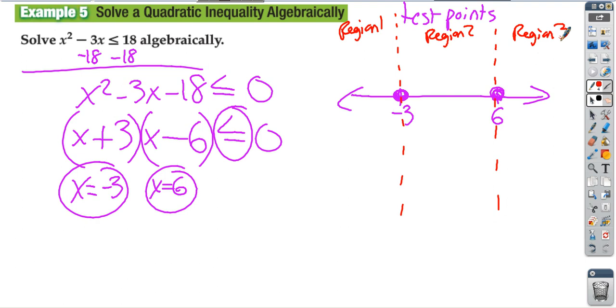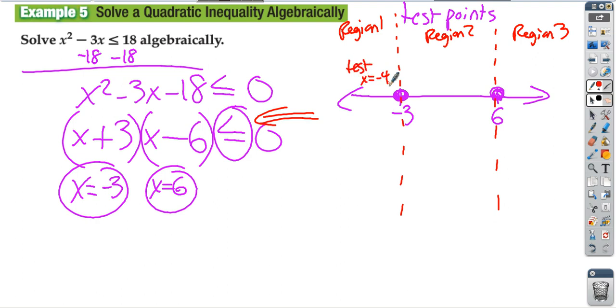Why is this called the test points method? Because we're going to take any point in each of those three regions and test it by plugging it in to this equation. We want to see when it's going to be less than 0. That's how we solve this. So what's a point in region 1? Anything smaller than negative 3, let's test x equals negative 4.